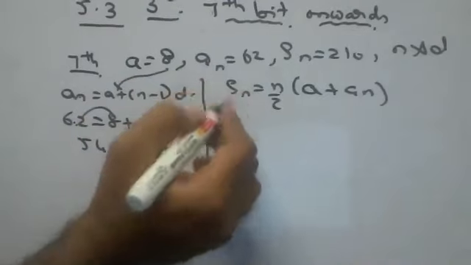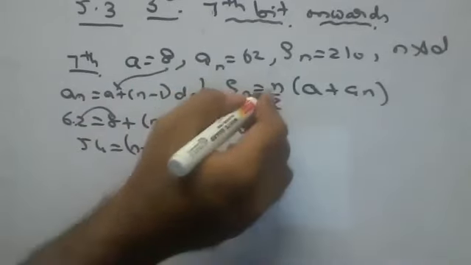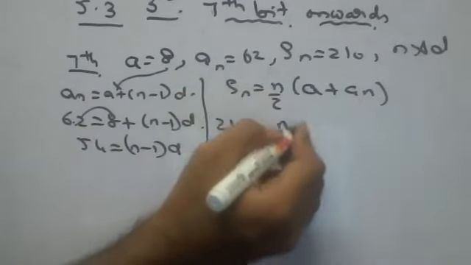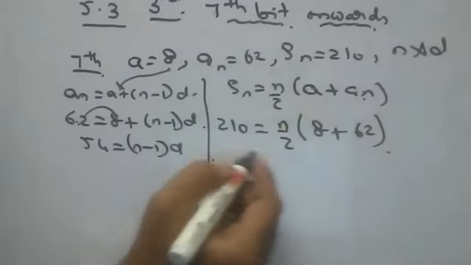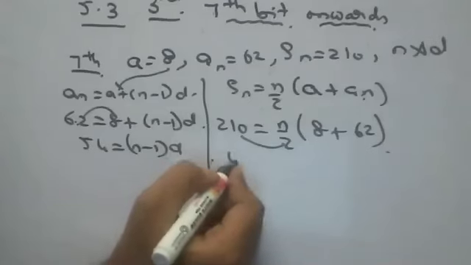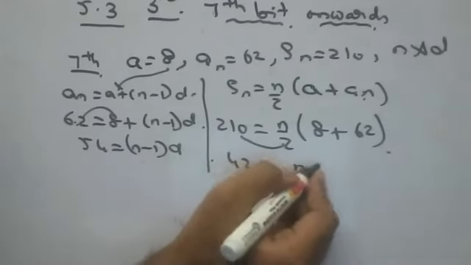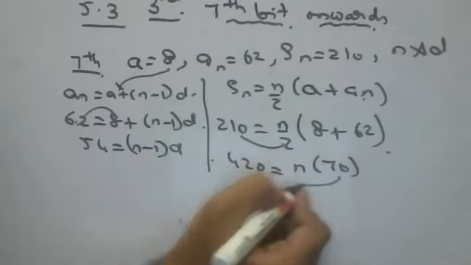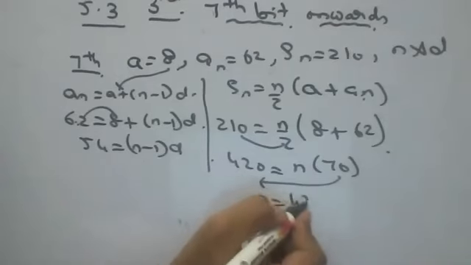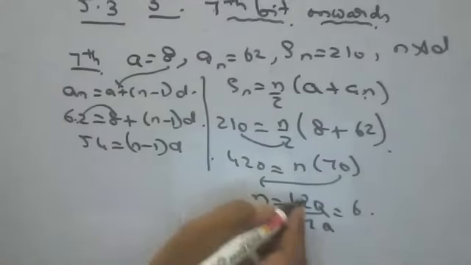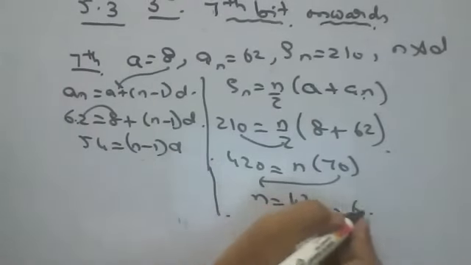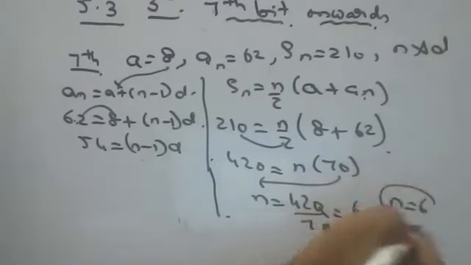Whenever I want, I will use this. This is 210. Okay children, N we don't know. N by 2 into A is how much, children? 8. An is how much, children? 62. Please all of you should concentrate, children. This is 420. N into 70. Okay, 70 comes down. N is equal to 420 by 70. So 7 6s are 42. N we got, children. N is equal to 6.